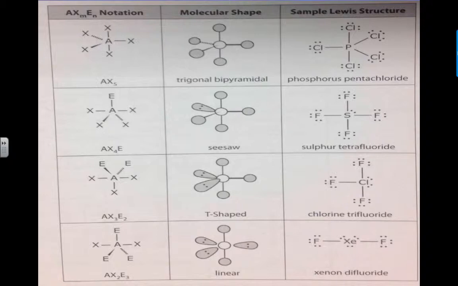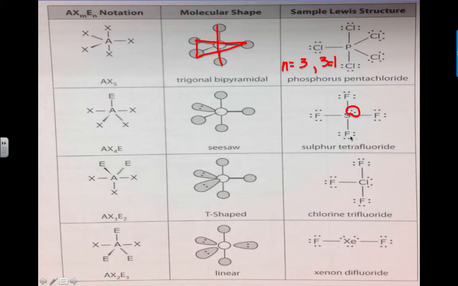The trigonal bipyramidal is the shape that we get when all of these are bonding pairs. So we have bonding pairs on the equatorial plane and on the axial plane. An example of that is phosphorus pentachloride. So 5 chlorines arranged around a phosphorus. Remember, phosphorus is in row 3, energy level 3, so it has access to 3 d orbitals and it can have an expanded octet.